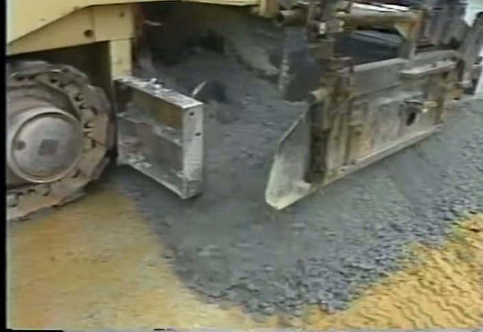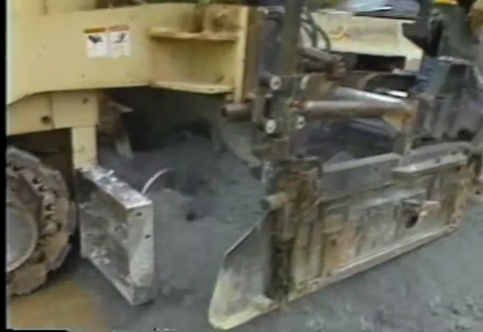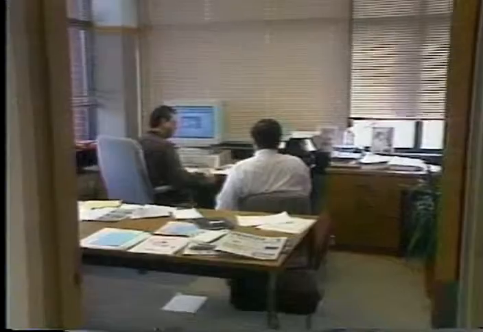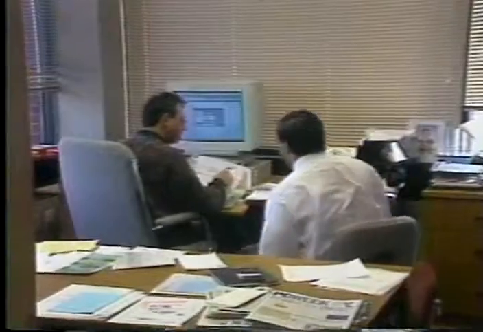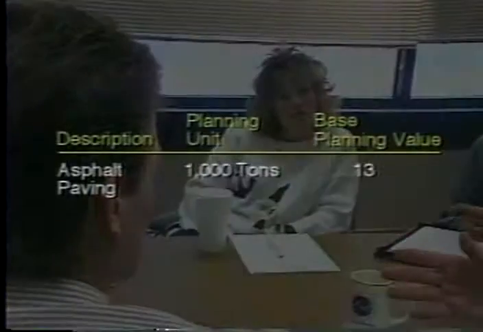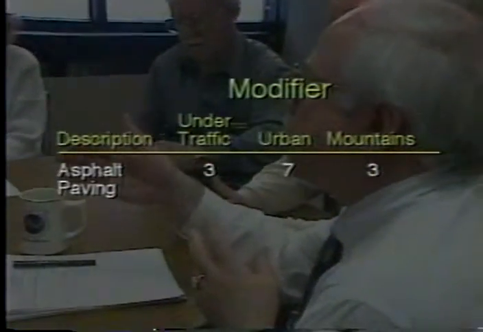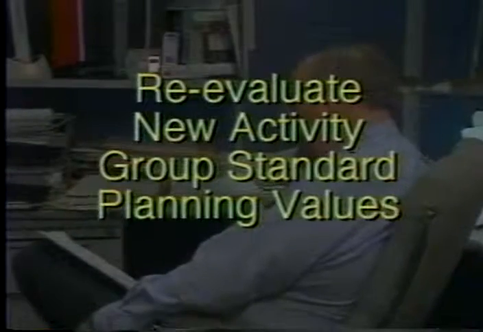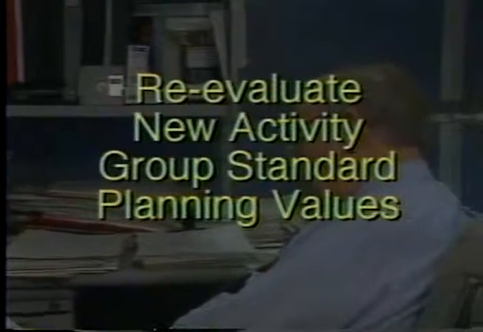adjusting the quantity estimates to better reflect normal construction contracts within the agency, completing new standard planning value computation sheets and computing base planning values, and compiling base planning values on a table of activity group base planning values. Using modifiers for activity groups involves re-evaluating the new activity group standard planning value computation sheets for each of the modifiers selected.